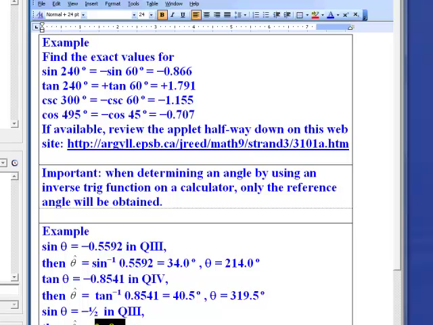And here we have inverse sine of 0.5 equals, of course, 30 degrees. And then we're in quadrant 3, so that equals 210 degrees.